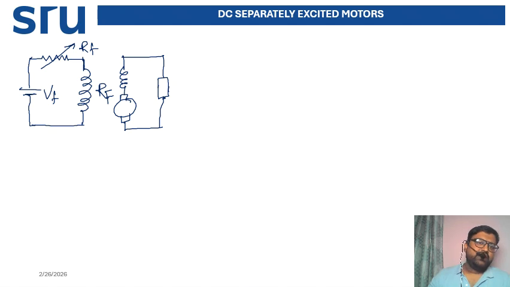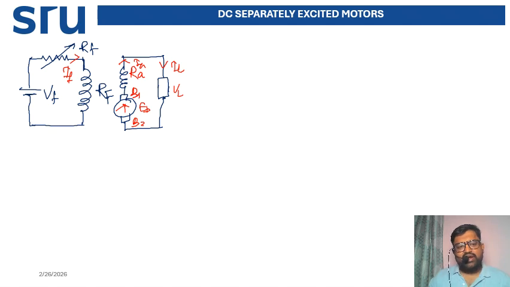Now, if I draw the current directions, as the source voltage is here, definitely the field current will pass through this circuit on the left-hand side. Due to the mutual inductance, an EMF is induced across the armature, that is the back EMF. These are the voltage drops V1 and V2 you can consider, and this is your armature resistance. From EB through RA an armature current will flow, and across the load the load current will flow. These are the complete circuit diagram of the DC separately excited motor.